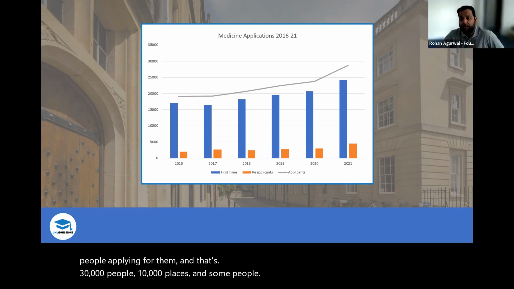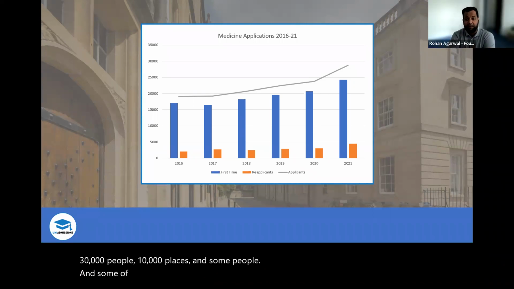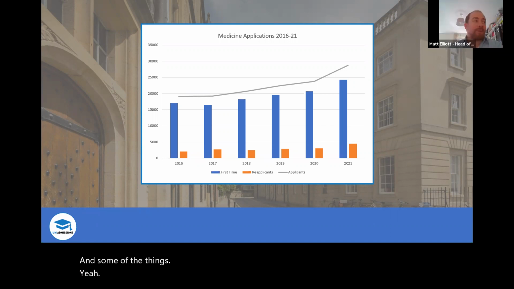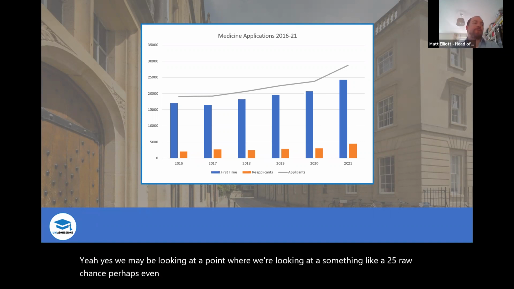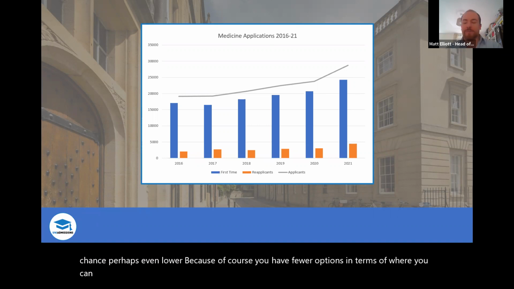I think it was even less than 10,000 last year because of all the deferrals from 2020. So I think it's closer to 8.5 or something. Yeah. So we may be looking at a point where we're looking at something like a 25% raw chance, and perhaps even lower, because of course you have fewer options in terms of where you can apply. There are some universities that are oversubscribed compared to others.